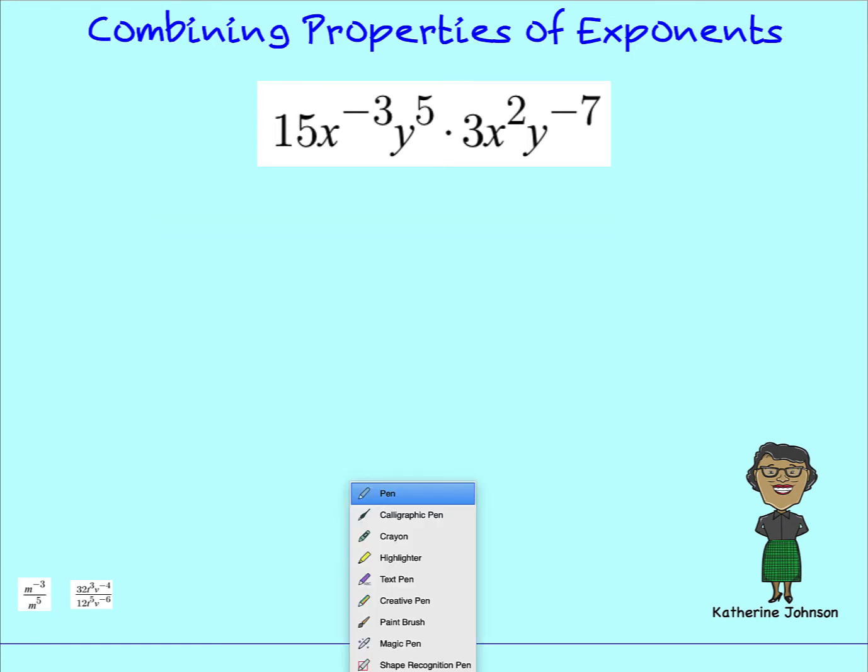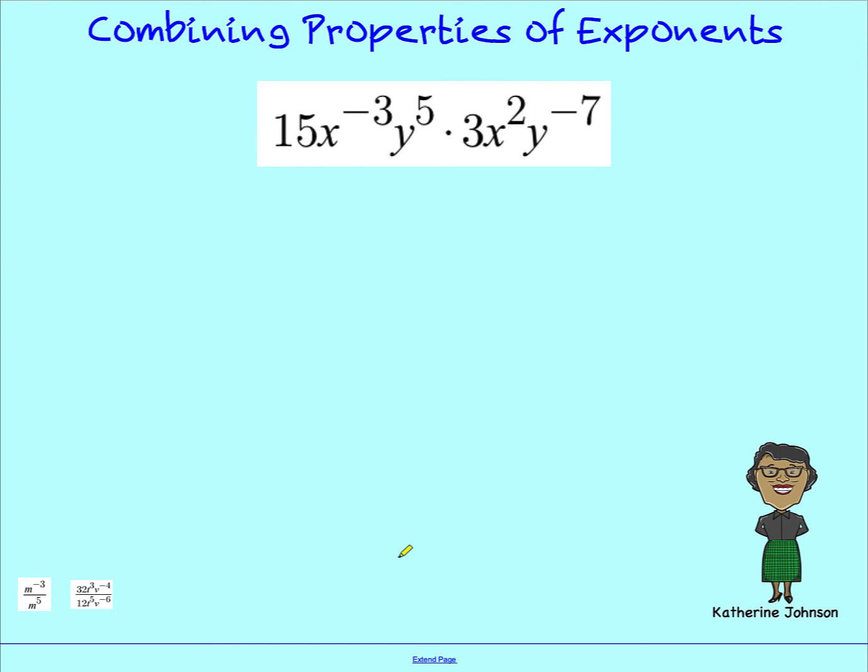Okay, so first, what property would we use here? When we are simplifying, we want to follow order of operations. Order of operations says first we do any multiplication if there are no grouping symbols, and that's the case here. So I'm going to multiply my coefficients. I'm going to multiply my like bases, and my like bases are the x's and the y's. They can get combined. So now I'm ready to go.